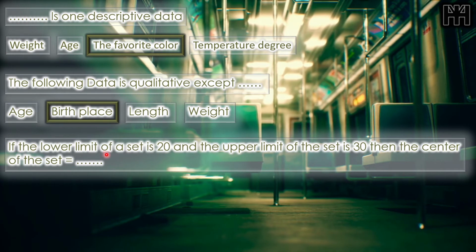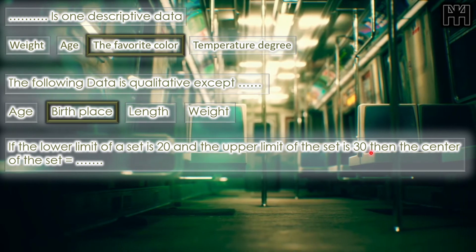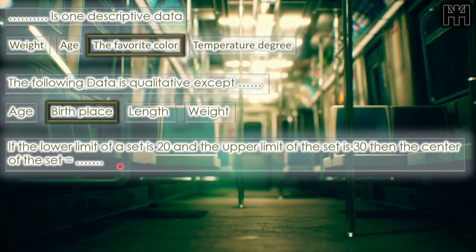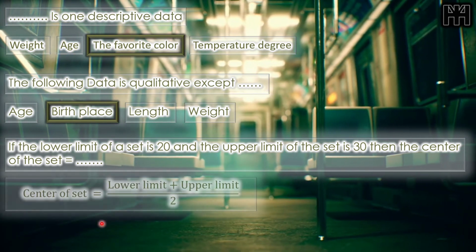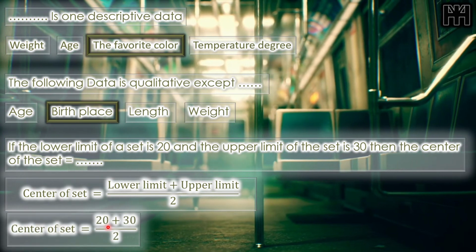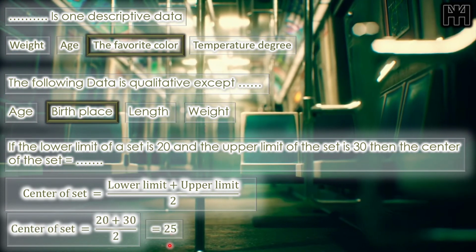If the lower limit of a set is 20 and the upper limit of the set is 30, then the center of the set equals what? Remember the rule: center of the set is lower limit plus upper limit over 2. So the lower limit is 20 and the upper limit is 30, over 2. So it's 25.